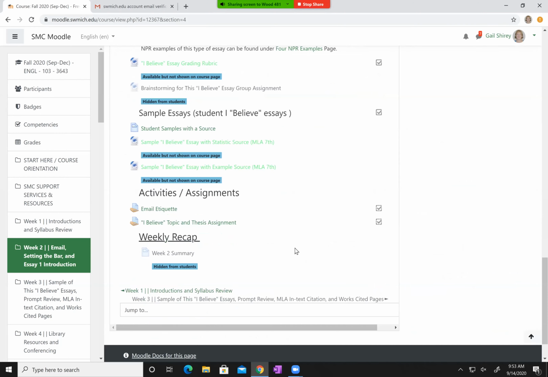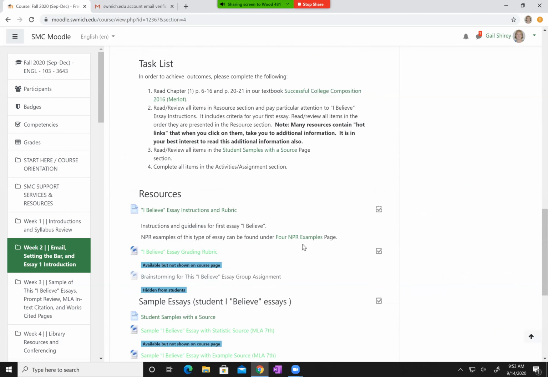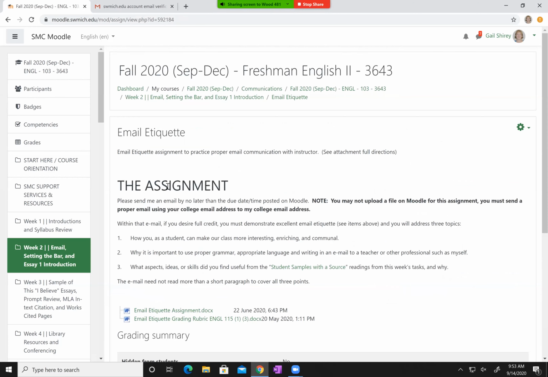Okay, so activities and assignments for week 2. Now remember, these are things we're just going through. These are all resources. You should go through those resources and get yourself familiar. Assignment number 1, email etiquette. You need to send me an email. Now this is the one assignment this semester you cannot upload on Moodle. I literally want you to send me a professional email from your SMC email address to my SMC email address.